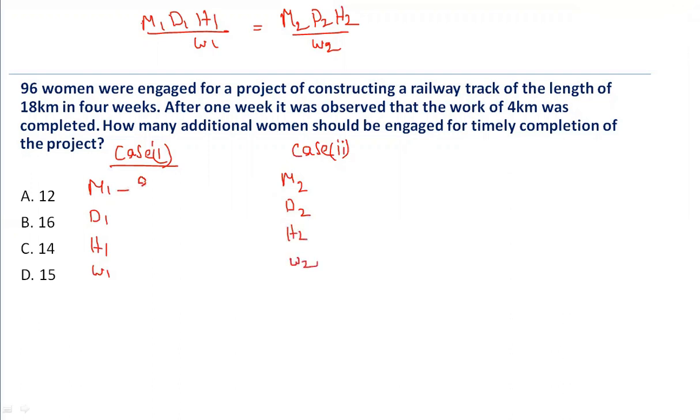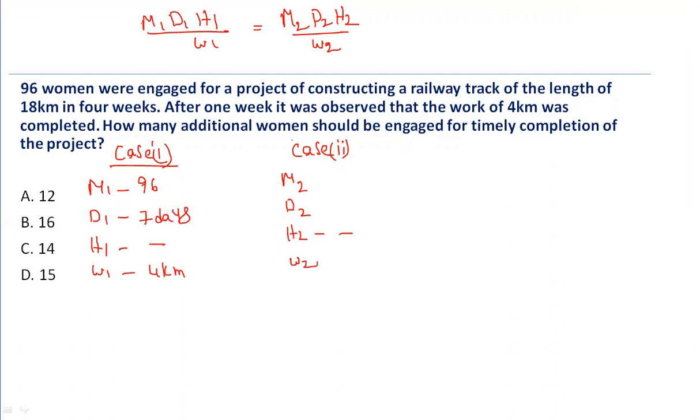So M1 means 96 people were engaged. So 96 people will start the work. And D1 means after 1 week, they worked for how many days? They worked for 1 week. That means 7 days. H1 and H2 they have not mentioned, so you can ignore the value of H1 and H2 here. Next, W1 means how many units of work has been done? 4 units of work has been done. That is nothing but 4 kilometers.